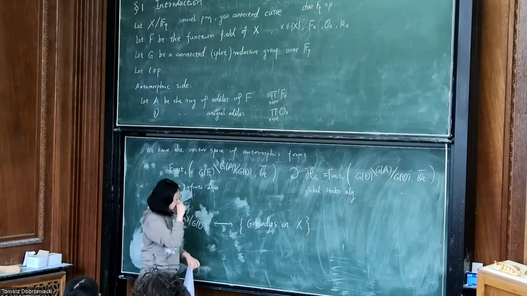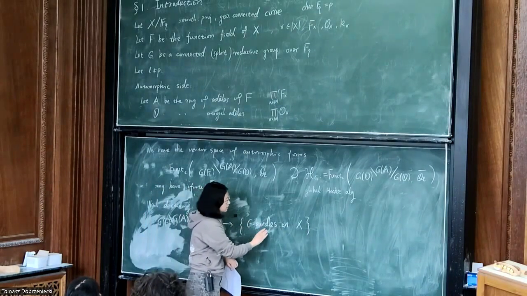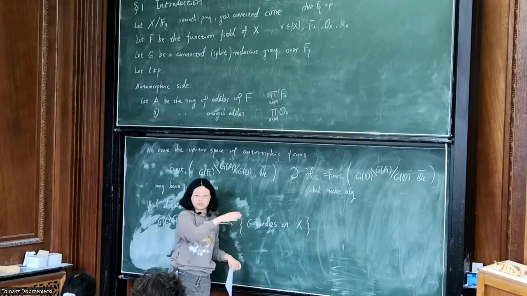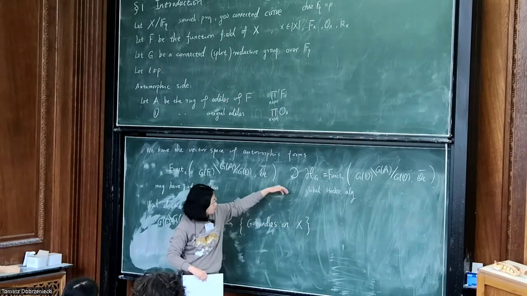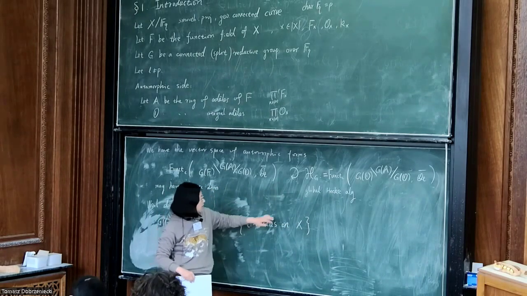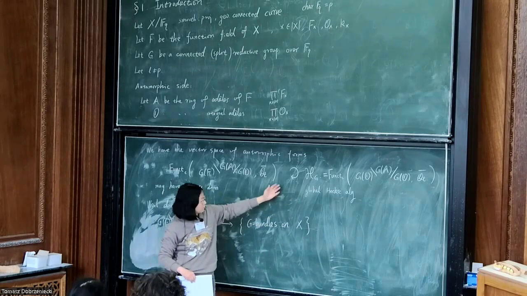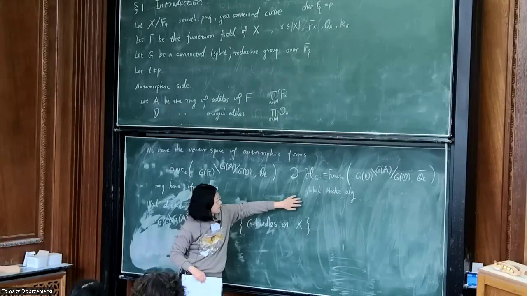So G-bundles: a G-bundle means a G-torsor on the curve. So it's a scheme over X with an action of G, and the map is G-equivariant, and locally for the étale topology, it's isomorphic to X times G.